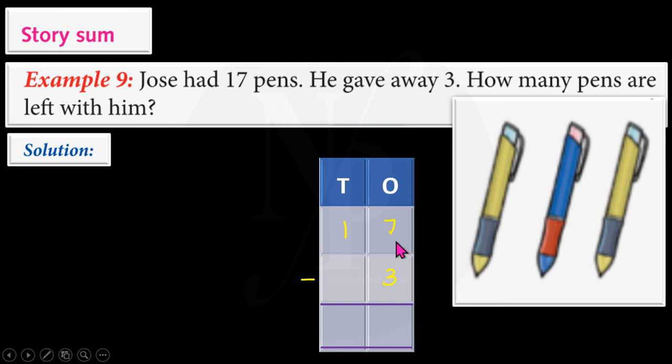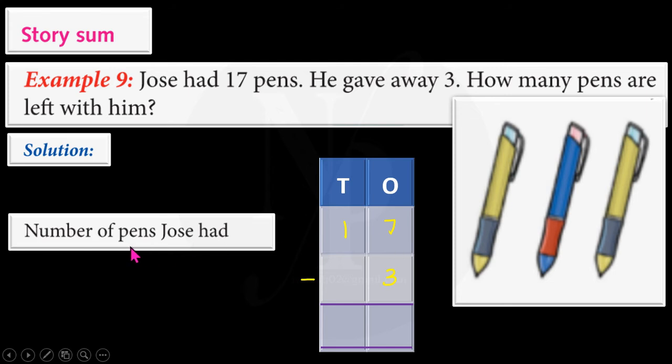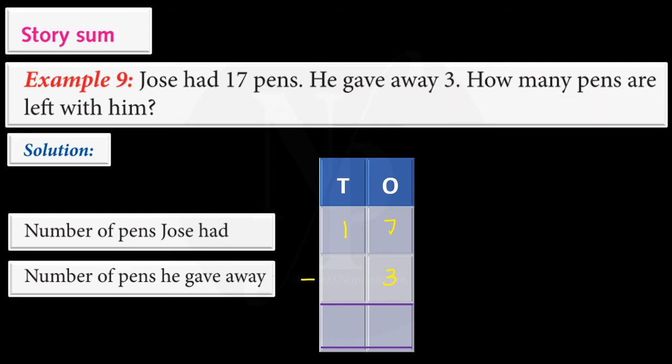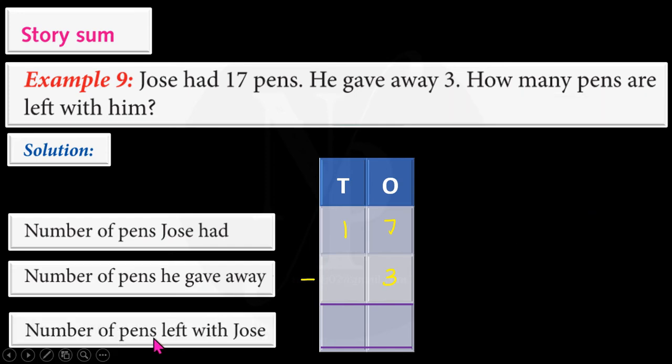So now once again, what are these numbers? What is 17? 17 is the number of pens Jose had, isn't it? ಜೋಸ್ ಪಡೆದಿದ್ದ ಪೆನ್ಗಳೆಷ್ಟು 17. ಸೊ ಅದಾದ ನಂತರ ನಂಬರ್ ಆಫ್ ಪೆನ್ಸ್ ಹಿ ಗೇವ್ ಅವೇ. ಜೋಸ್ ಬೇರೆಯವರಿಗೆ ಎಷ್ಟು ಪೆನ್ಗಳನ್ನು ಕೊಟ್ಟ? 3 ಪೆನ್ಗಳನ್ನು ಕೊಟ್ಟುಬಿಟ್ಟ. ಸೊ ಹಾಗಾದರೆ ಜೋಸ್ ಬಳಿ ಇನ್ನು ಎಷ್ಟು ಪೆನ್ಗಳು ಉಳಿಯುತ್ತೆ ಅಂತ ನಾವೀಗ ಕಂಡುಹಿಡಿಯಬೇಕು. ವಿ ಶುಡ್ ಸಬ್ಟ್ರಾಕ್ಟ್ 3 ಫ್ರಮ್ 17.